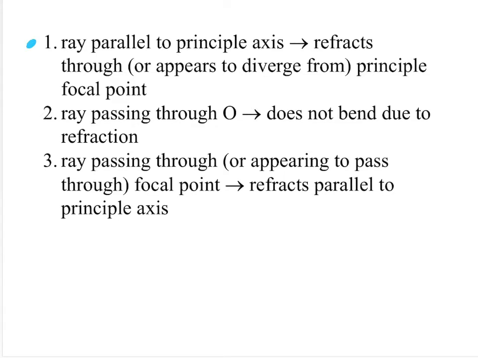So that's whether we're working with a converging lens or diverging lens, it's going to be a little bit different, okay? And then we're going to have the ray passing through O, and it doesn't bend due to refraction. So light rays that go right through the optical center don't bend. They're just going to go straight through. And then we're going to have the rays that pass through the focal point or appear to pass through the focal point on the other side, and is going to refract parallel to the principal axis. So they are very similar to what we were drawing yesterday, okay?